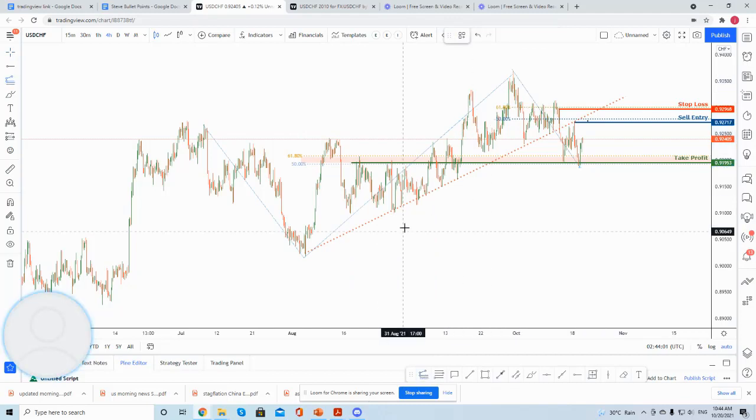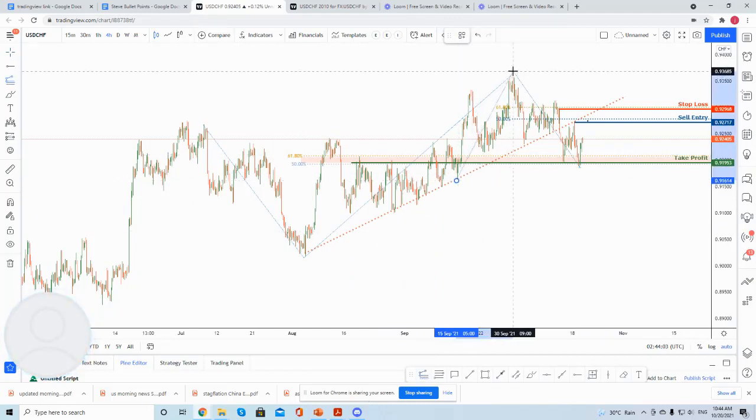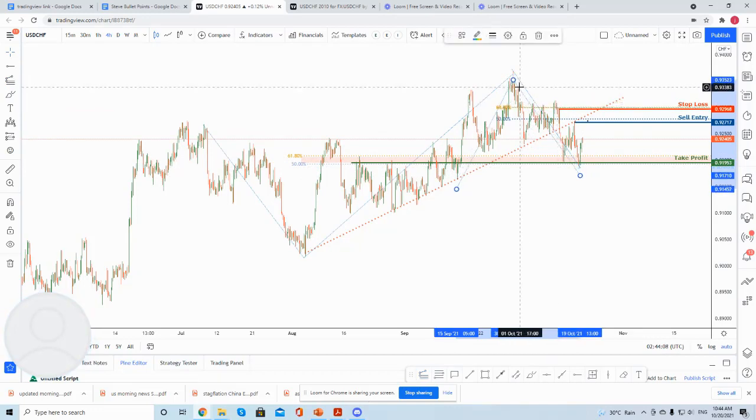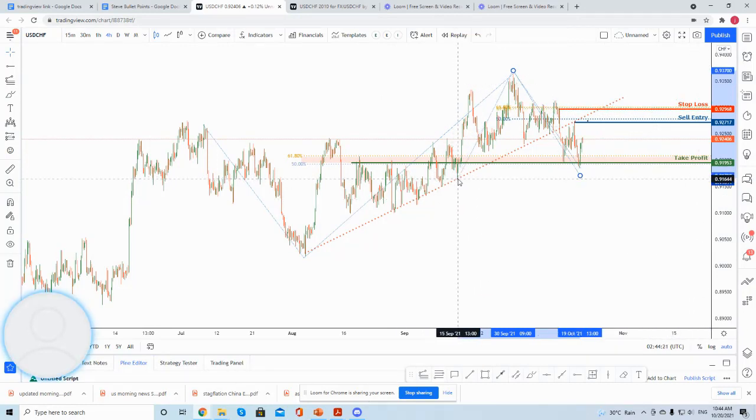And then I use a projection, right? To determine my resistance. I can see it's a 61.8. You see that our stop loss level is 61.8% projection 2, right? So it's actually a strong resistance level.